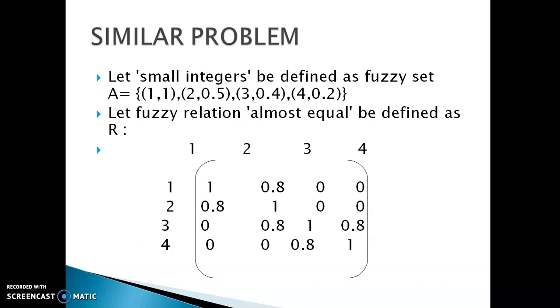I'll explain the first row alone. So 1 is equal to 1, so it has the maximum membership function 1. 1 can be almost equal to 2, that is with a membership function of 0.8. 1 cannot be equal to 3, so the membership function is 0. 1 cannot be equal to 4, so the membership function is 0. The other elements are also defined like that.